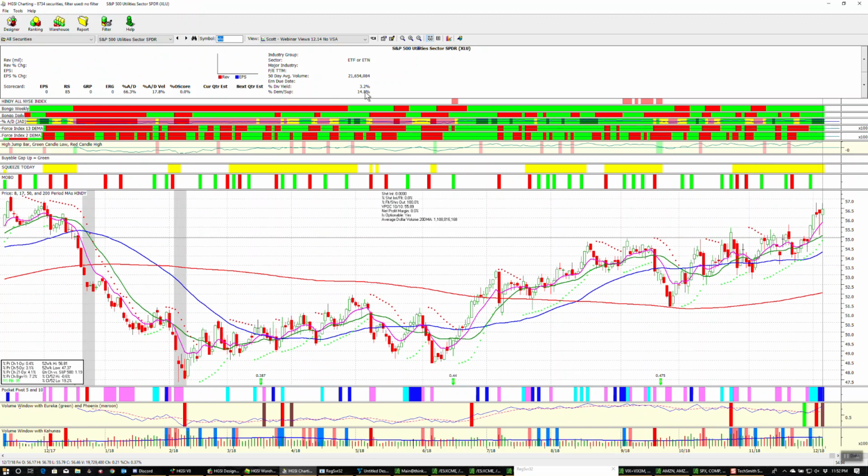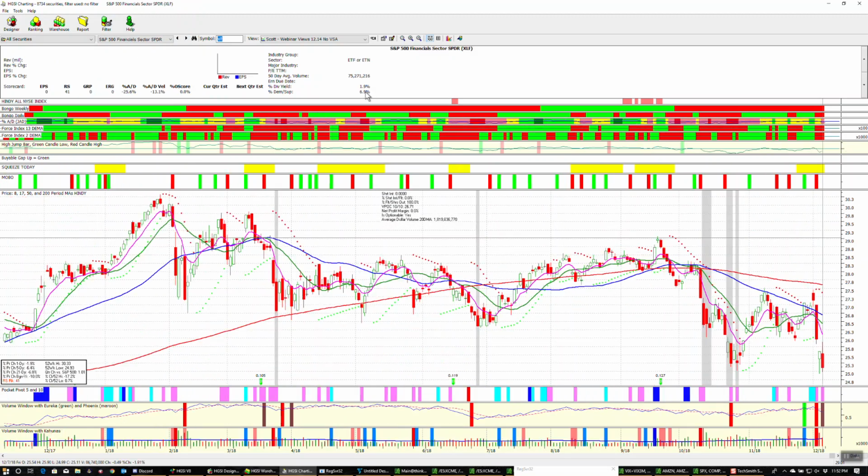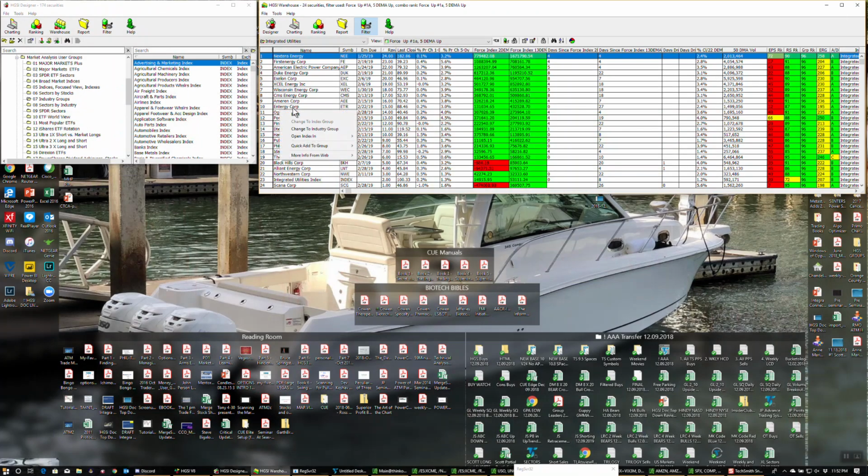Compare that to something like the XLF. A lot of demand, but look where XLF is sitting here. I think that utilities are reasonable here, but they are getting expensive. Utility Networks Index.